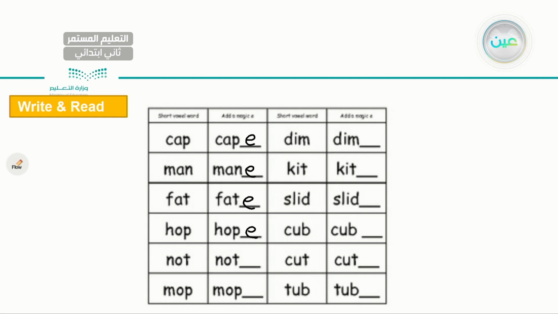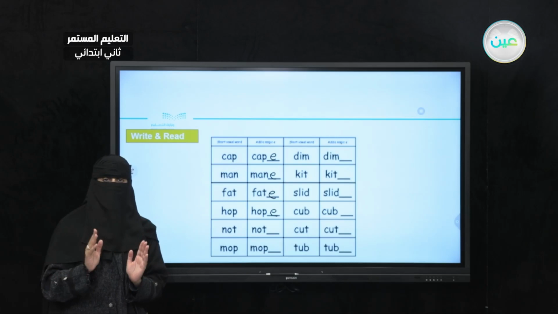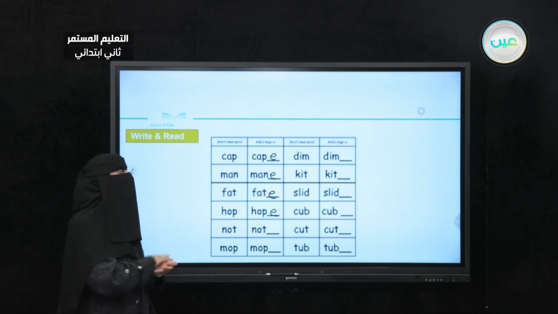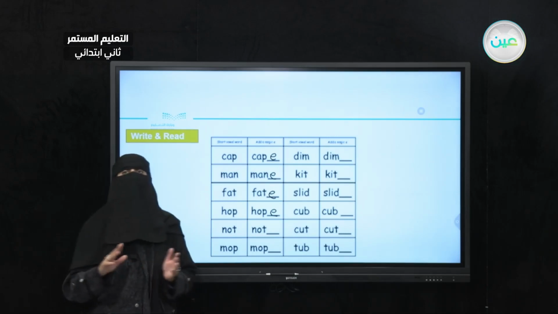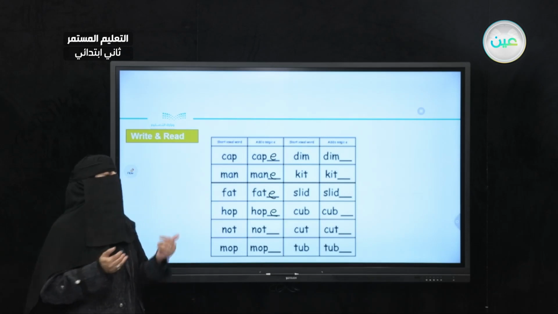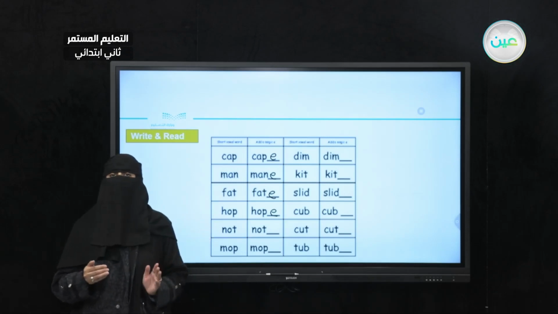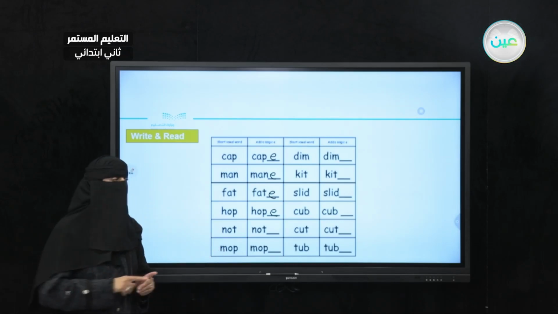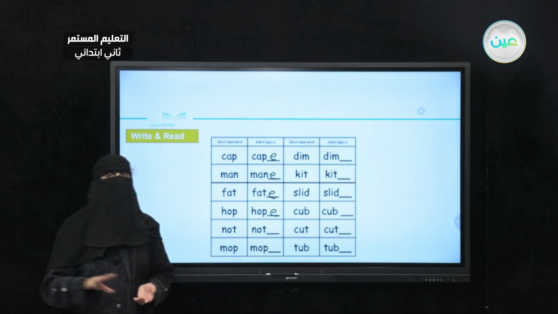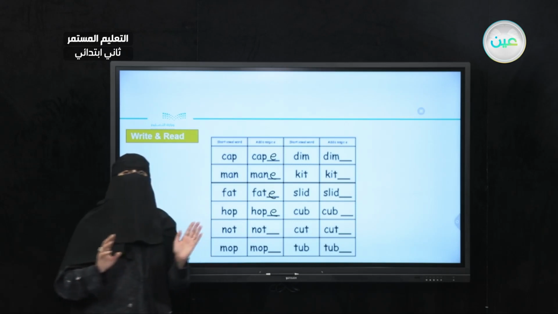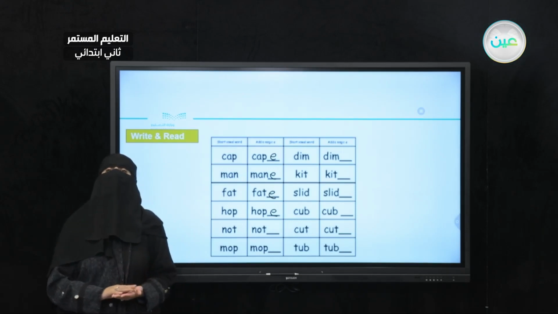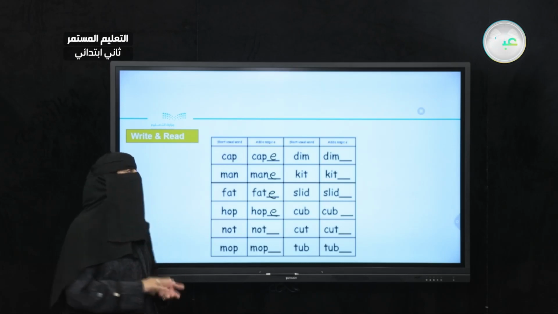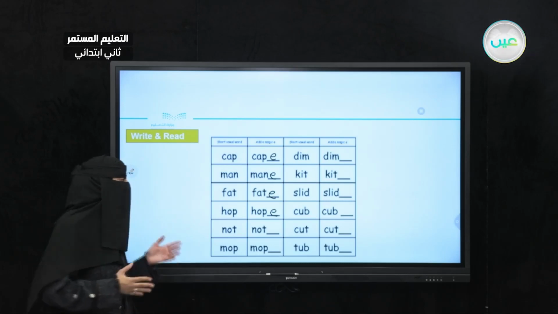The first one to your left is cap. This is a short vowel, cap, okay? But moving to the next one, I have cape. This is a long vowel, a long sound, okay? Let's do the same with the next one. I have man. It's a short vowel. Main. It's long. Fat. Short sound. Fate. It is a long vowel and a long sound.